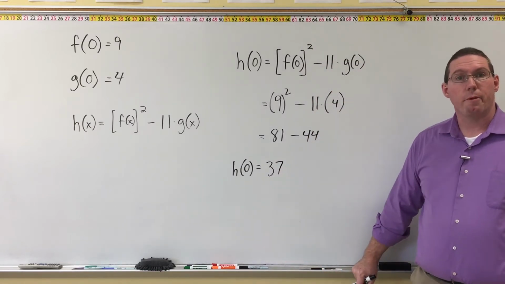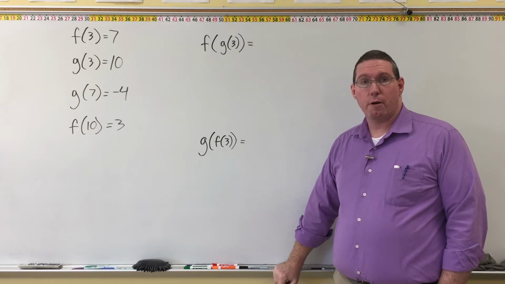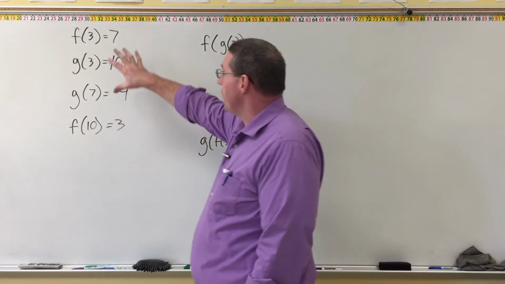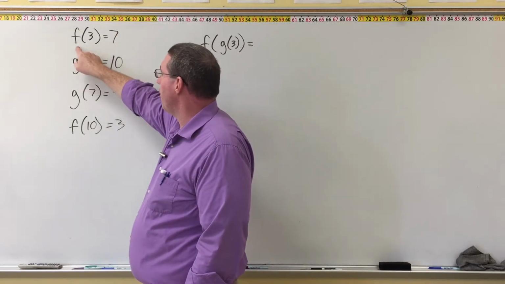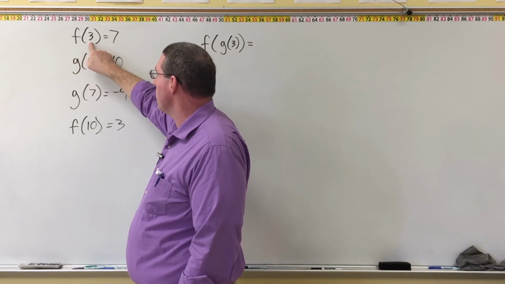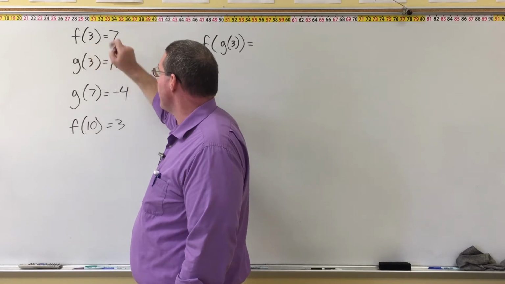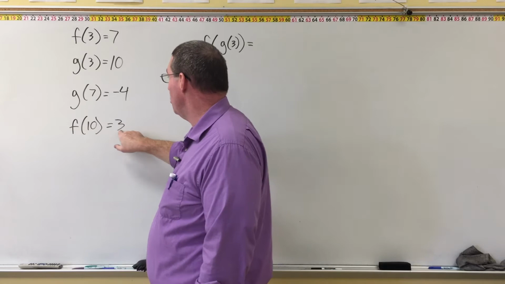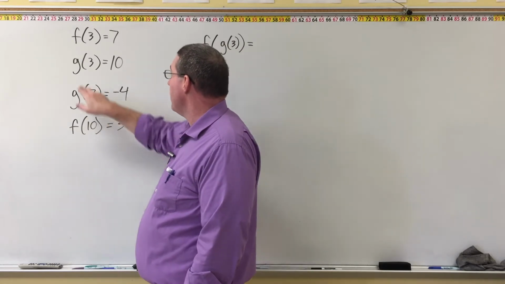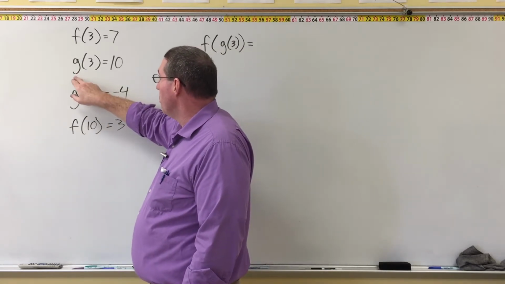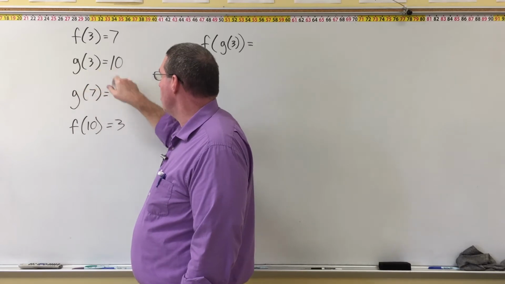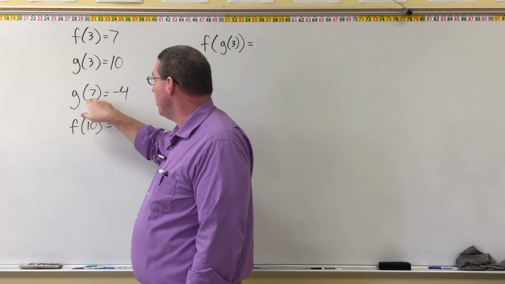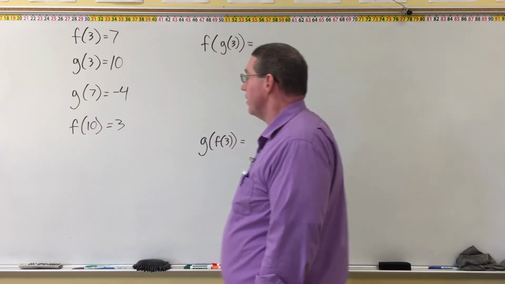Let's try another example. All right, so here's another kind of numerical composition function. You're given a few pieces of information here. We're told that for the function f, if you were to plug a 3 in, if the x value is 3, the output value is 7. If you were given 10 in the same function, the output value would be 3. Then, in the g of x function, if you were to plug in a 3, the output value would be 10. And if you were to plug in 7 into g of x, the output value would be negative 4.